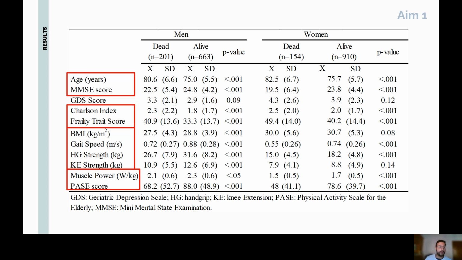Comparing dead with alive, the results were similar to hospitalized versus non-hospitalized, but here we see more differences according to morbidity, measured with the Charlson index, and in this case BMI was also different in dead compared to alive. So there seems to be more difference in dead compared to alive than in those that were hospitalized versus non-hospitalized.